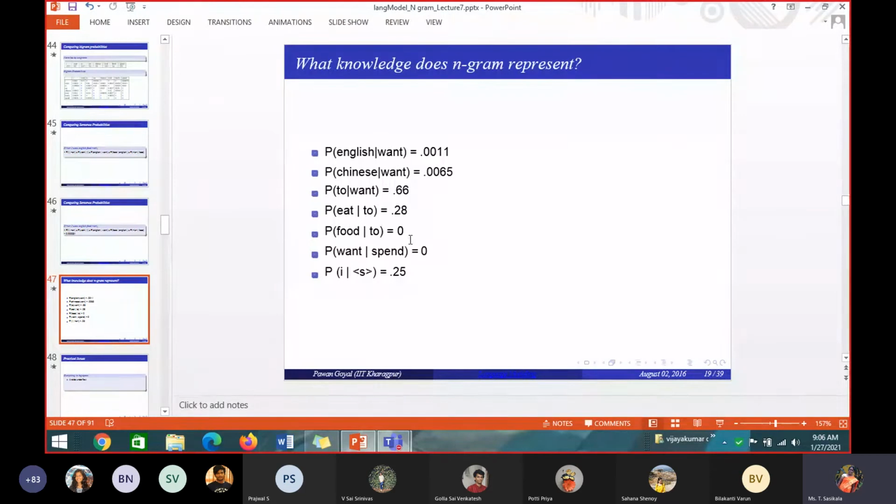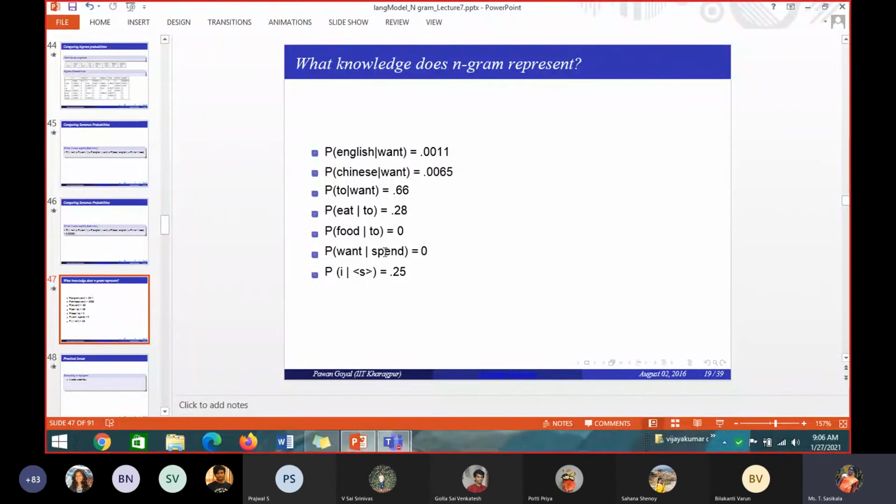Want and spend, that is also not occurring together. Both are verbs. In a language, 2 verbs generally do not occur together. So want and spend, 2 verbs, are not occurring together. That is want followed by spend. That is also 0%.